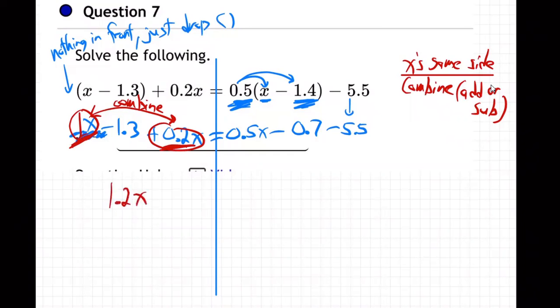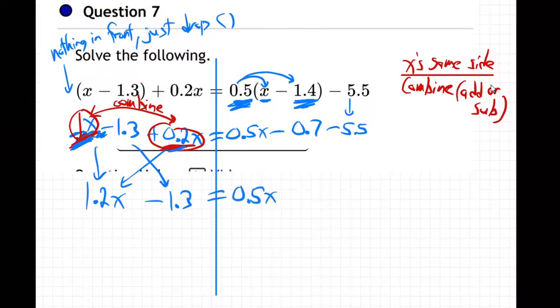And then also, here, let me keep it with the same color. So this guy and this guy, 1.2x, they combine to make that, and then just bring down the minus 1.3. Other side is 0.5x. These guys are going to combine. You just use your calculator. It'll be minus 6.2. That's on your calculator.